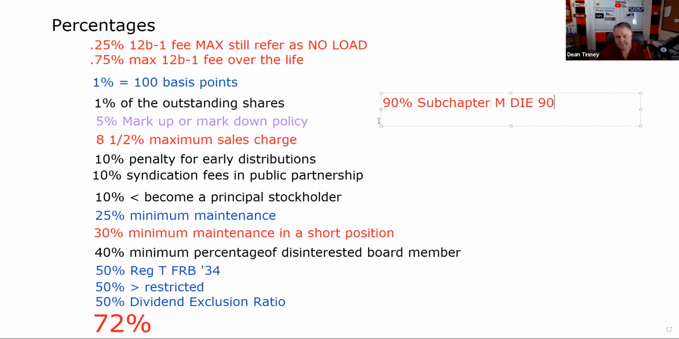100%. What would be 100%? 100% would be the flow through of profits and losses in partnerships, also known as direct participation programs. That's 100%. And let's put that here. And let's see, what else do we have in percentages?